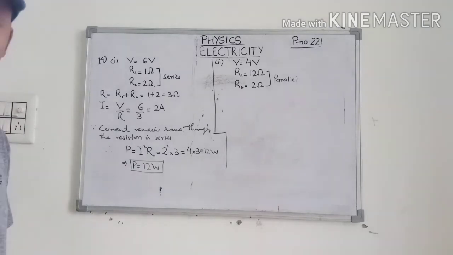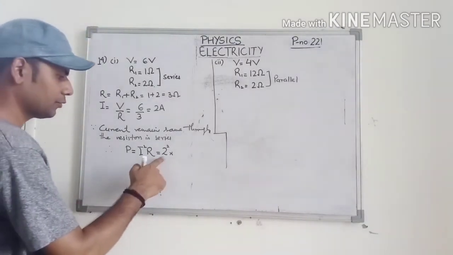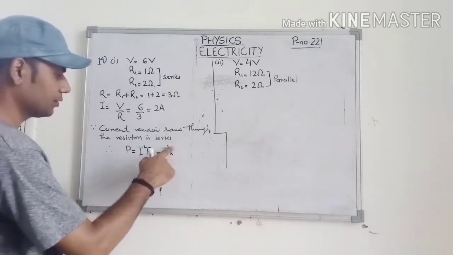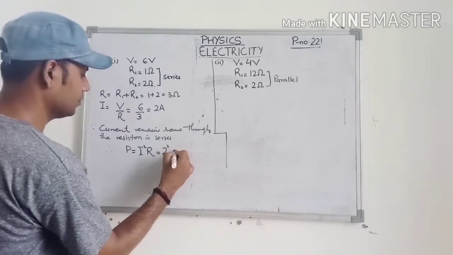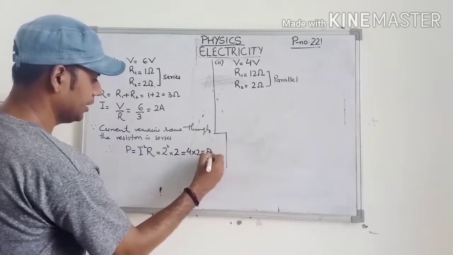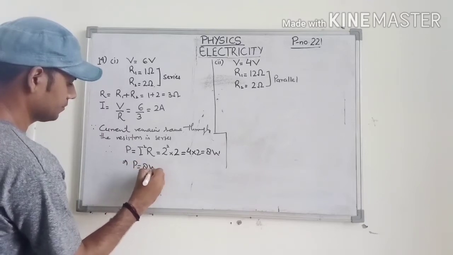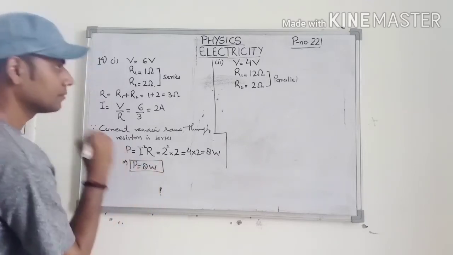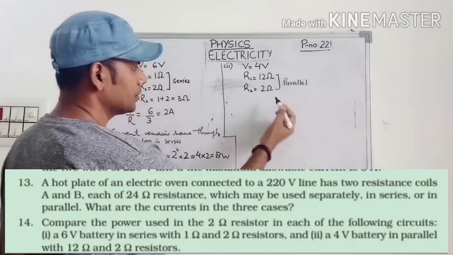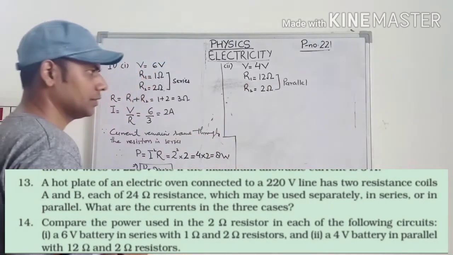Clear? So this I square R. So in place of 3 we can write 2 square into what is R? It is 2. So square of 2 is 4 into 2, that is 8 watts. Clear? So you have to first check the current flowing through the 2 ohm resistors.